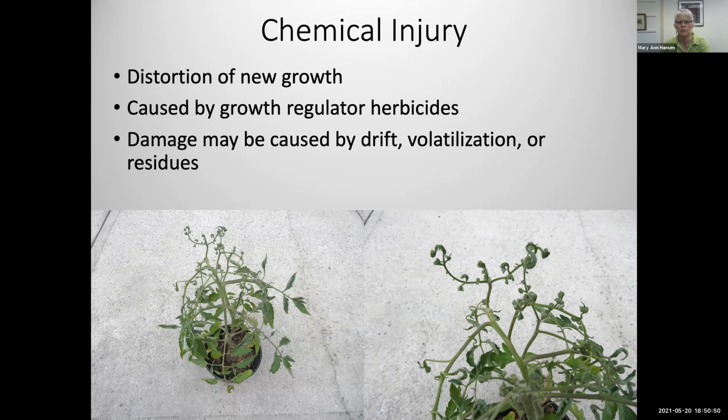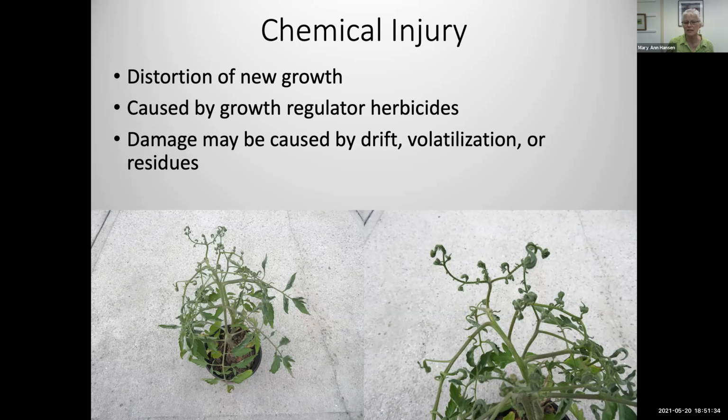So, a lot of people during COVID were planting their own gardens, and they were trying to be very organic about it, and buying composted manure and compost in general, and didn't realize that these growth regulator herbicides could be present as residues in those products. And so, we've seen a lot of damage caused by that, where no herbicide had been used in the area, but somebody applied compost to their garden and saw a lot of damage.